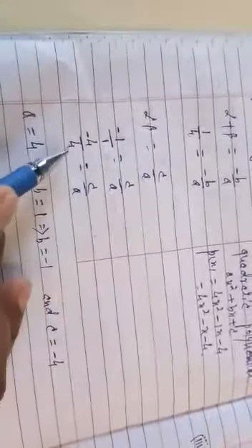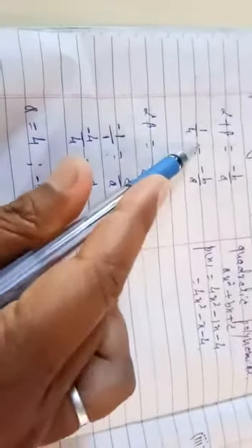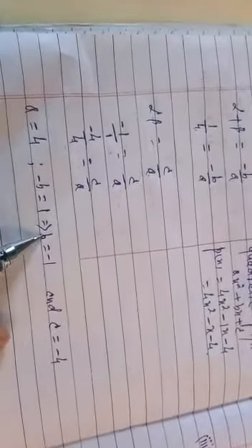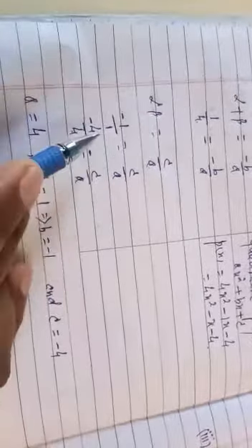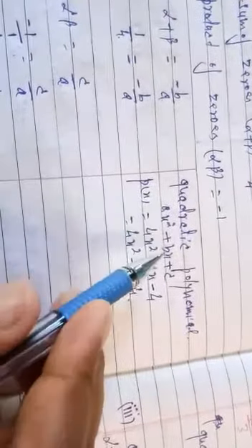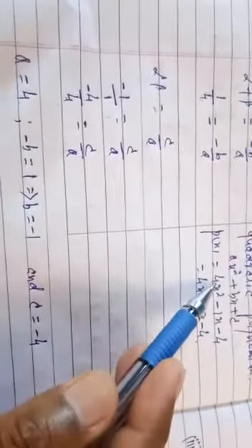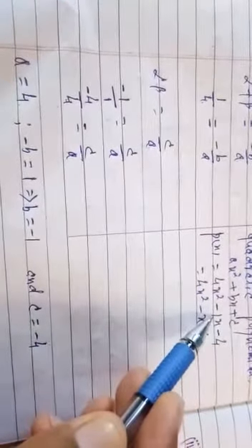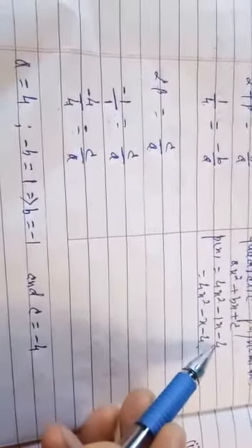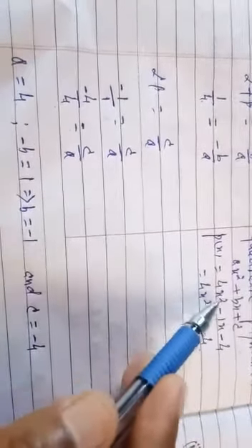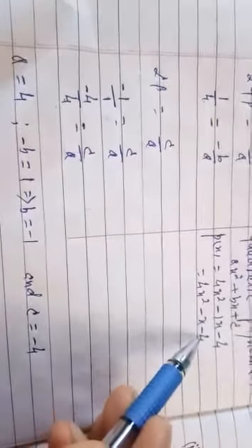Okay, now here a is 4, minus b equals 1, so by transposition b equals minus 1, and the value of c is minus 4. So for the quadratic polynomial in the form ax square plus bx plus c, a is 4, b is minus 1, and c is minus 4. So the quadratic polynomial is 4x square minus x minus 4.